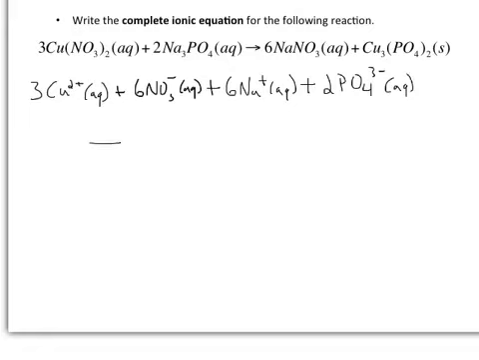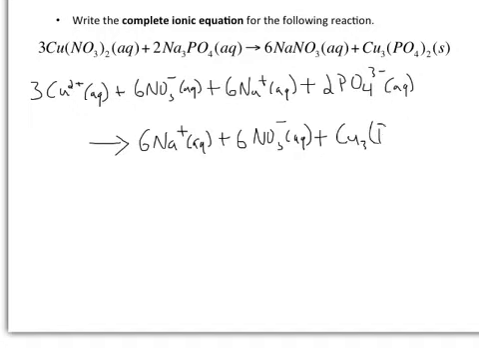Now we'll look at the products. And so sodium nitrate is soluble. It's ionic, so I'll dissociate it. I'm going to have 6 sodiums and 6 nitrates. All right, and our final product is copper(II) phosphate. It's solid, so I'll keep it together. So my last product remains unchanged. All right, and this is our complete ionic equation.